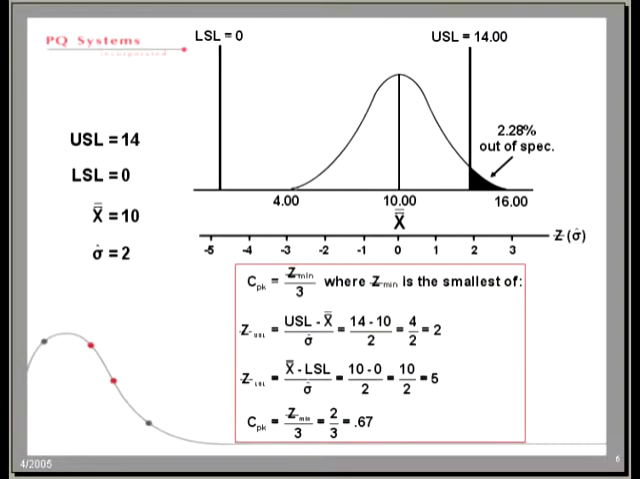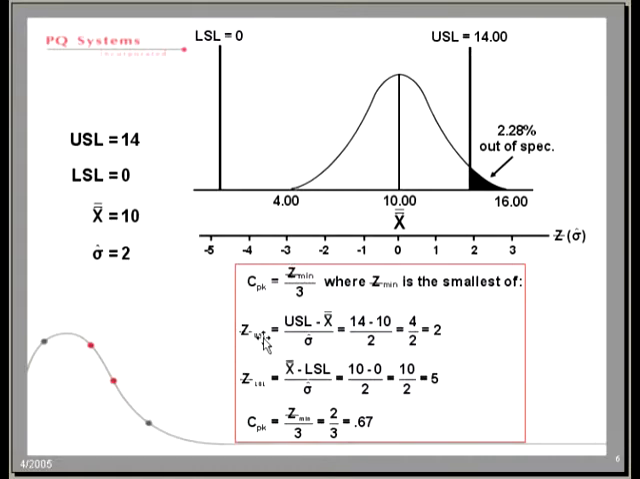And here's the data. Same data as before. The mean is 10, the standard deviation 2. You can see it looks just like before. But now it's different. What's a CPK equal to? It says take this thing called the Z minimum and divide it by 3. The smallest of the two. In other words, take the smallest z and do that.